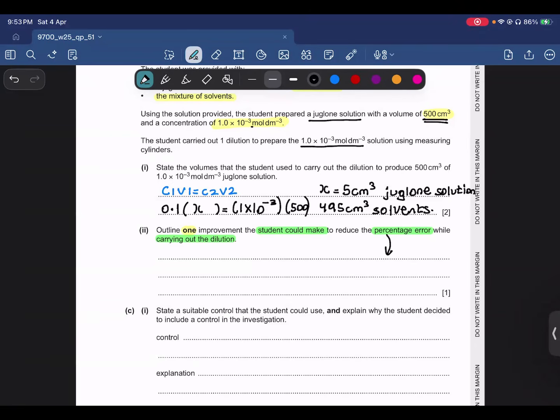सो यहाँ पे व्हाट डू यू थिंक इज द इम्प्रूवमेंट टू रिड्यूस द एब्सोल्यूट अनसर्टेनिटी और रिड्यूस द परसेंटेज एरर? Could we like use larger volumes of the solutions? दैट्स अ गुड आइडिया, बिल्कुल सही, करेक्ट. What about the, and that's one mark. बिल्कुल सही, you got the one mark.